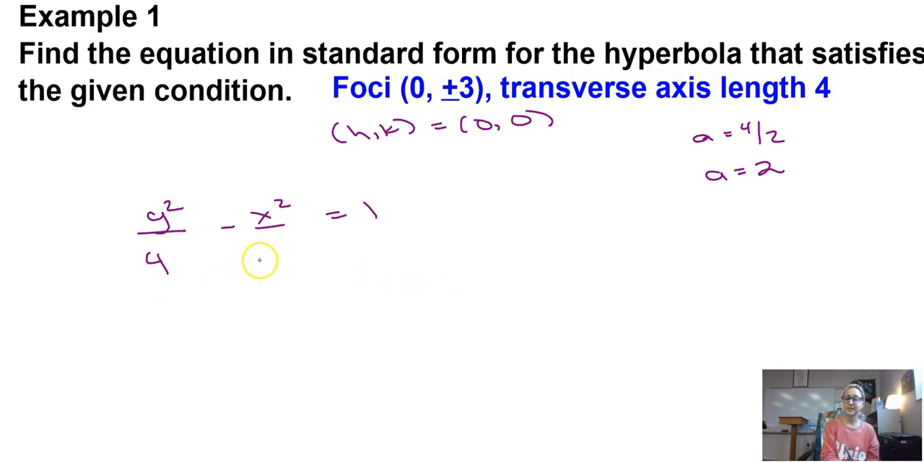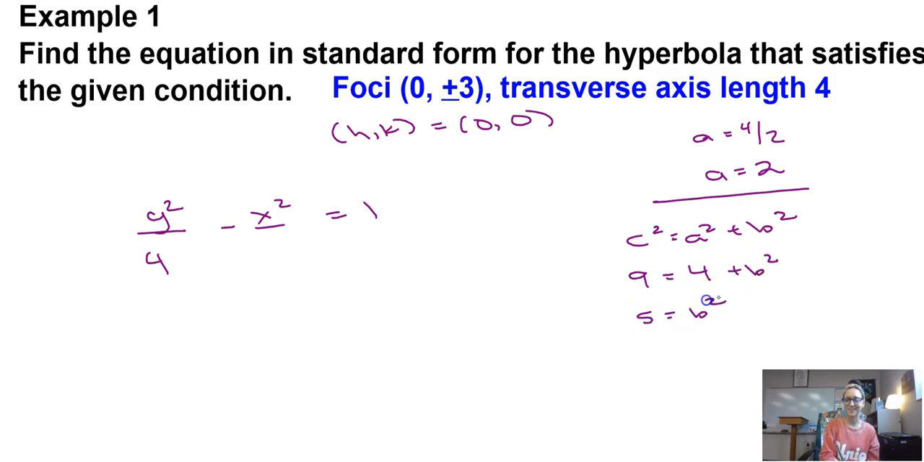Okay, now all that's left to find is b squared, and remember that we have this Pythagorean relation, that c squared is a squared plus b squared. So c must be 3, right? Because c is the distance from the center to one of your foci. So if I take 3 squared, c squared is 9, a squared is 4, and I'm looking for b squared, so b squared must be 5, right? So this is what we get for example 1.